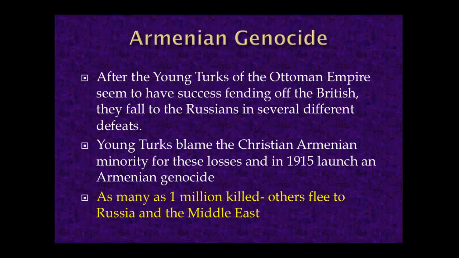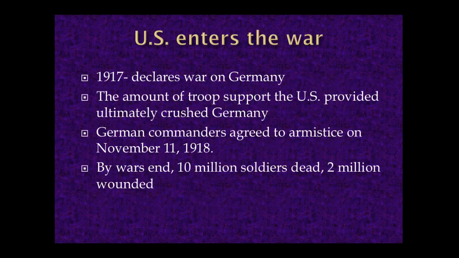They kill as many as 1 million, and several others are going to run to Russia or into the Middle East. So basically, the Armenian Genocide, the Young Turks blame the Christian Armenians for losses to the Russians and kill over 1 million Armenians.